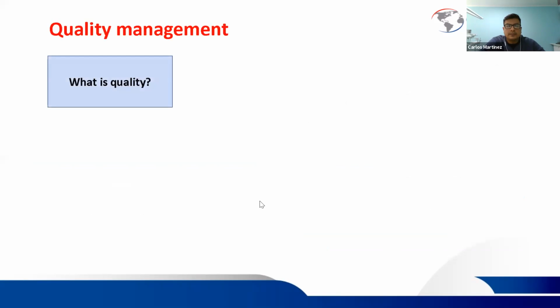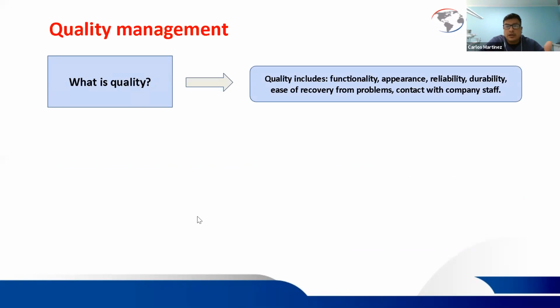Quality management. What is quality? Quality includes functionality, appearance, reliability, durability, the ease of recovery from problems, contact with company staff. These are the ways that we can control quality. Quality needs to be in all of these things. Maybe it functions properly, but it doesn't look very good, so that's not a synonym of quality. Maybe it looks beautiful, but it's not reliable because it doesn't function all the time. Maybe it's a beautiful product, but it lasts only for a week. Then again, that's not quality. Many things need to be taken into account to be able to talk about quality.